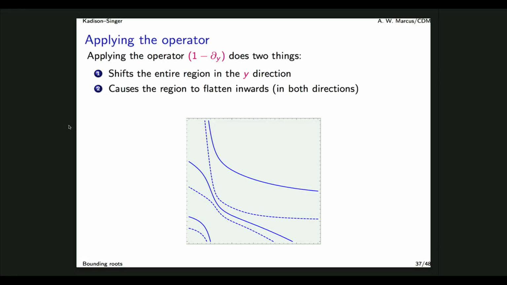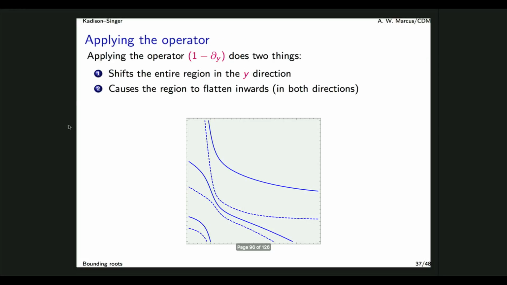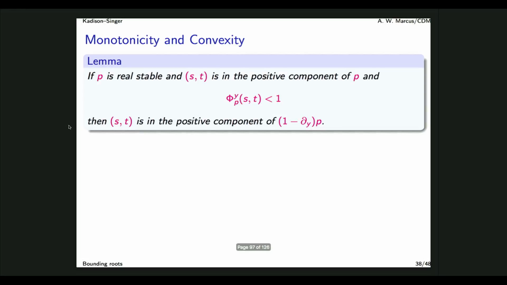So here's an example of this. You can see that this thing has been shifted upwards, and if you look at this, it's just a little bit more flat, it has less curvature than the original one did. So we're going to need to use these monotonicity and convexity properties to figure out exactly how far this went so that we can keep track of where these positive components are going.